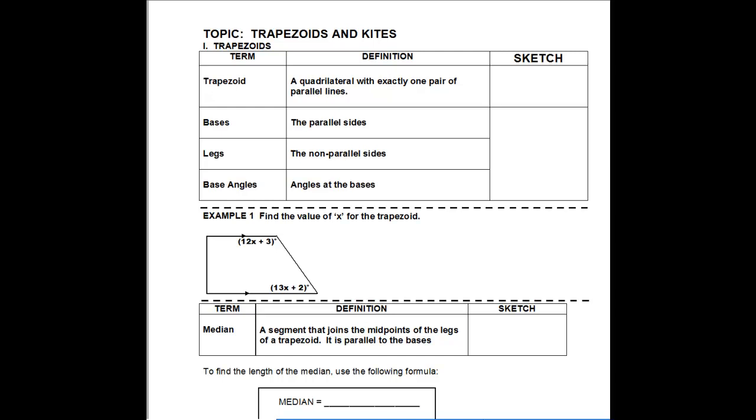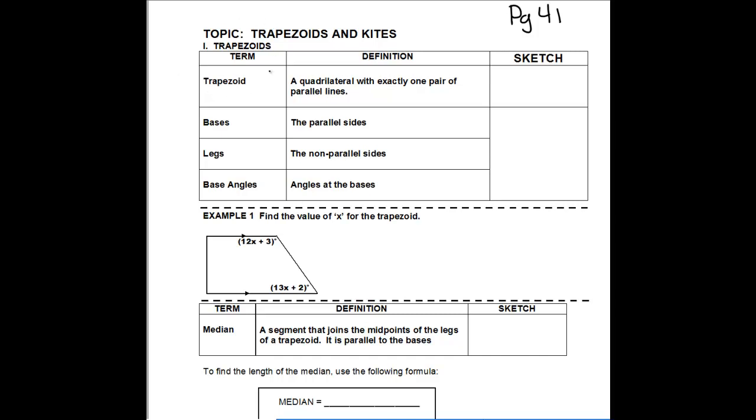We are still working on your Unit 10 packet. This is actually page 41 in your packet. We're going to do pages 41 through 43. This one goes over trapezoids and kites. First thing it's talking about are basic terms that you'll need to know for trapezoids.